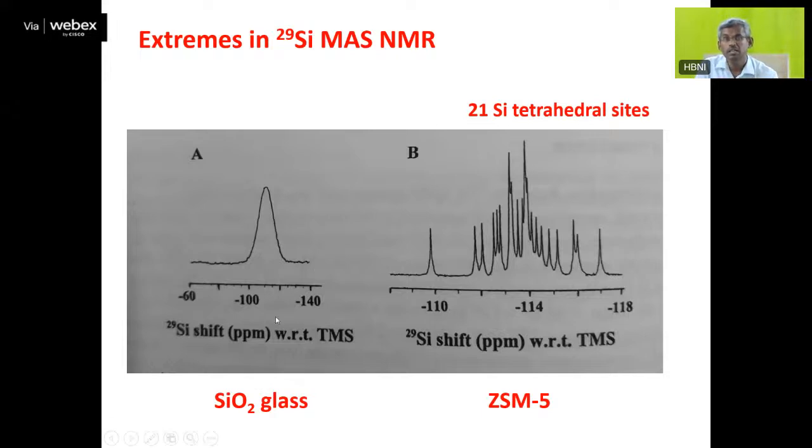But you see here, in the case of a silica glass, we get a very broad symmetric peak and only one silicon structural unit. This is one extreme and this is another extreme.